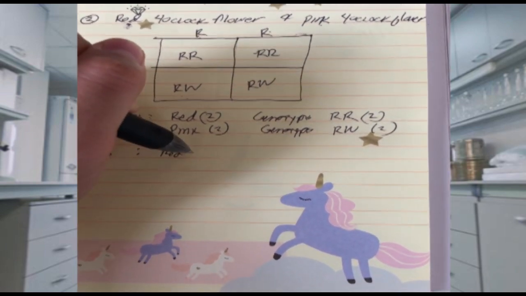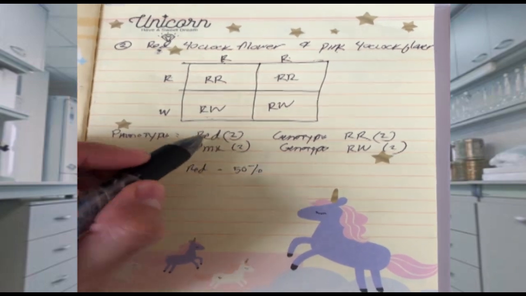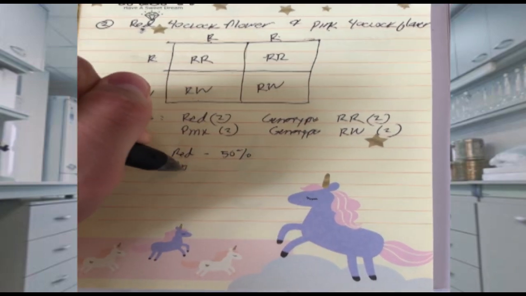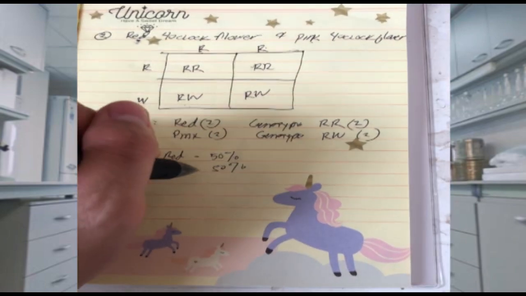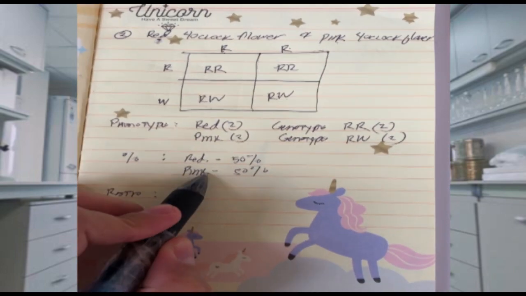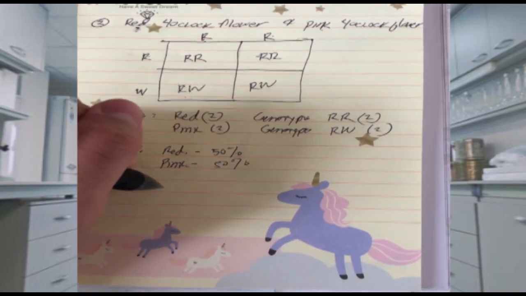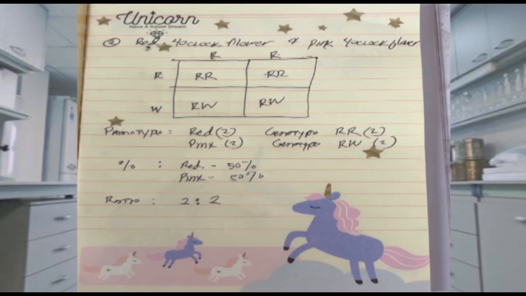The percentage of the red offspring is 50% because we have 2 red flowers. Then the pink is also 50% because we also have 2 pink flowers, so a total of 100%. Lastly is the ratio. So we only have 2 offspring, so 2 reds is to 2 pinks. So the ratio is 2:2. Now, we are finished making the Punnett square, and we shall answer the guide questions.